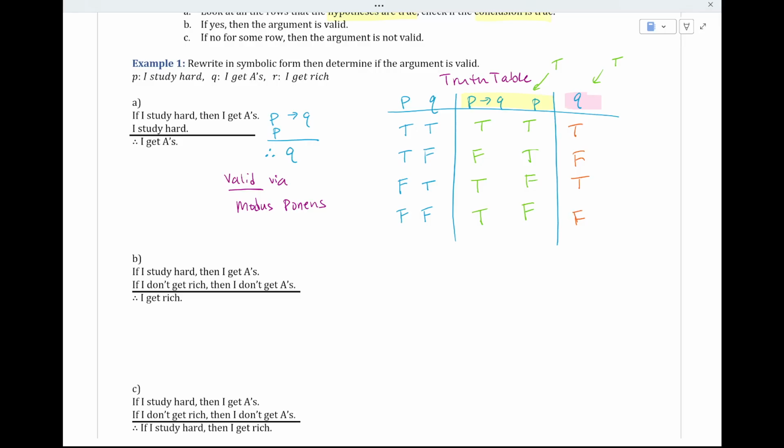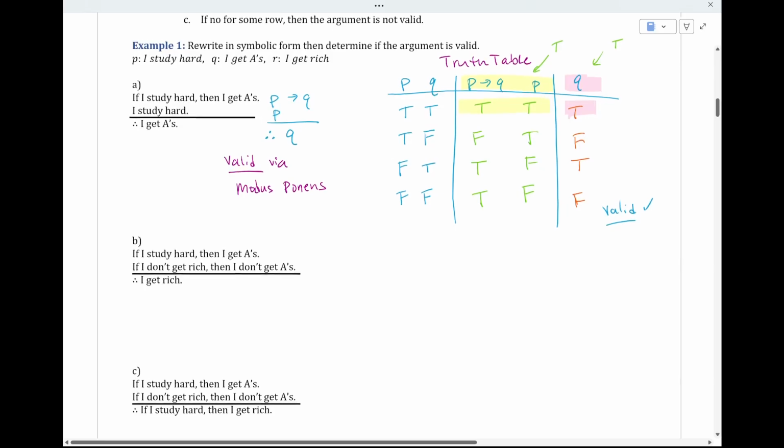So now I'm interested in the rows where all of my hypotheses are true. And that's why I have them separated in this middle box. So they're only all true in this row. So I look at my conclusion, and it's also true. So this is a way to tell that this argument is a valid argument, because the only row where all of my hypotheses are true, my conclusion is also true. So this is valid.